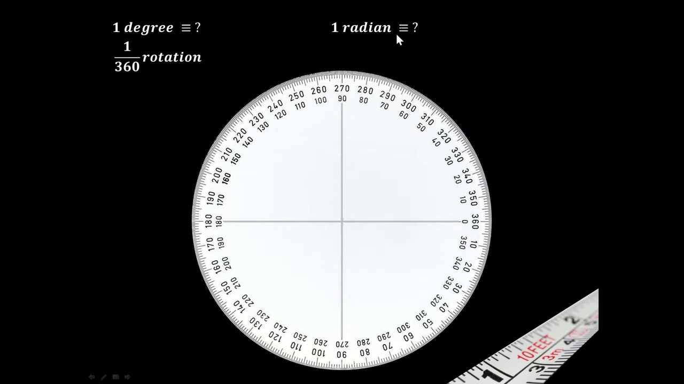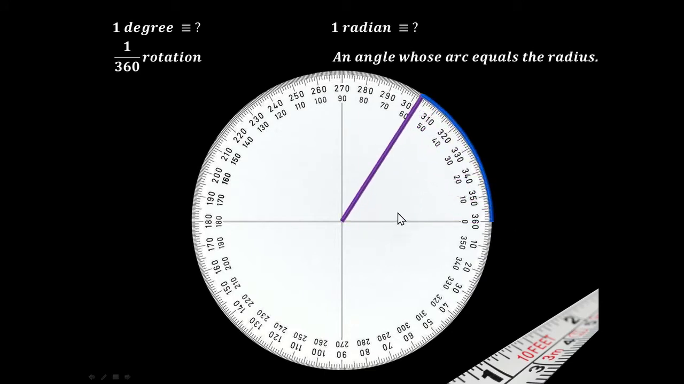But what's the very definition of 1 radian? Well, it's an angle whose arc equals the radius. That may not make much sense until we draw a little diagram here. So here's the radius from the center out, and if we rotate through some angle here, the arc is the length of that curved line there. When the length of the radius and the length of that arc are equal, the angle that is formed is called 1 radian.